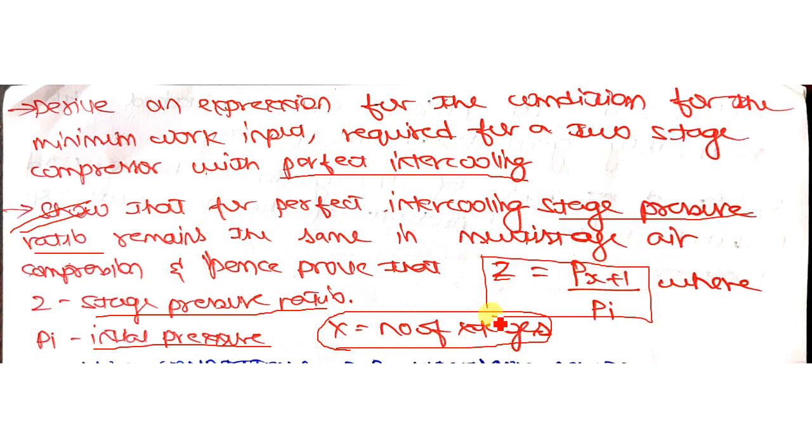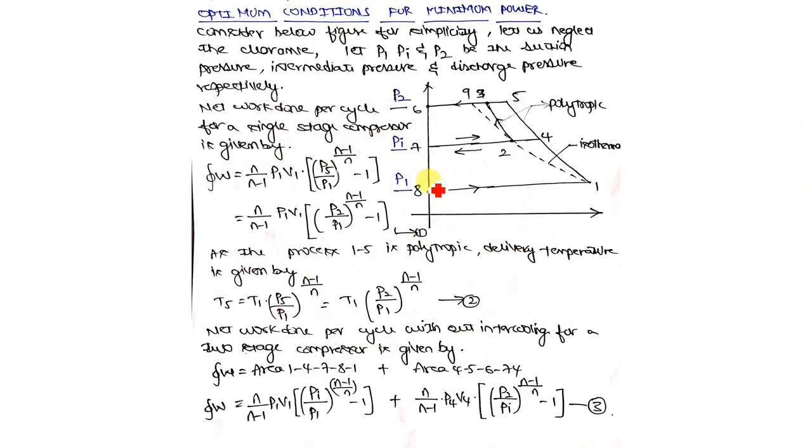Predominantly we have to derive an expression for the condition of minimum work input in the case of perfect intercooling. We shall see how it is done. Now, this is the PV diagram of a two-stage air compression process. If you observe, the two-stage air compression process takes place in three different pressure levels here. This is 1, this is number 2, and this is number 3, correct? These three pressure levels are very much important.